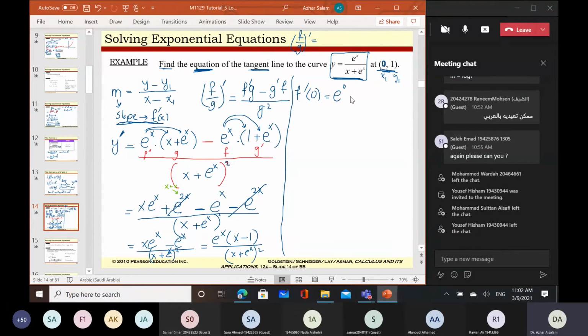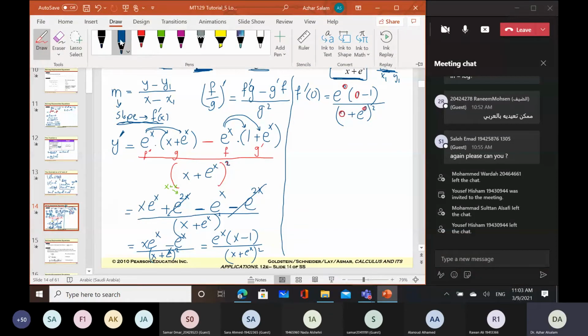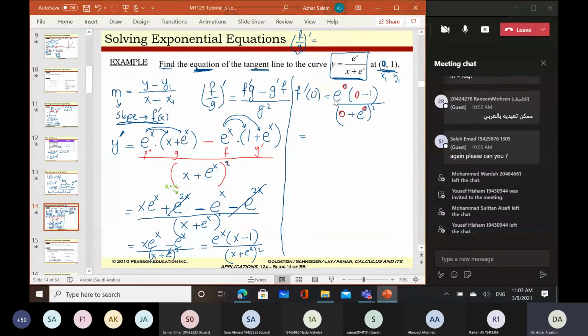E to the power 0 multiplied by 0 minus 1, divided by 0 plus e to the power 0 all square. Notice where I substituted the x, instead of x here, and here. And I will calculate it. Any base to the power 0 is 1, so this is 1. And 0 minus 1 is minus 1. And here I have 0 plus e to the power 0, this is 1 square, it's also 1. So the slope is minus 1, which is m, the slope.